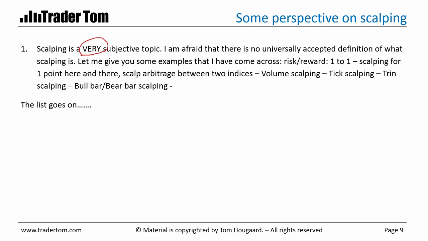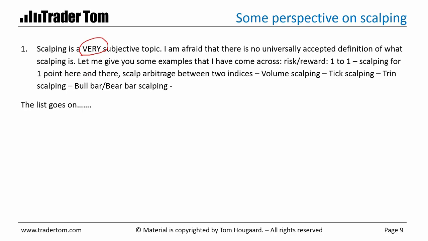Other ways is that you're scalping for a point here and there. It could also be scalp arbitrage between two indices. That could be that you are looking at, say, the NASDAQ, and the NASDAQ is making a new relative bar low, but the Dow hasn't followed. So now you're shorting the Dow in the hope that the Dow will follow what the NASDAQ has just done. It's another way of scalping.